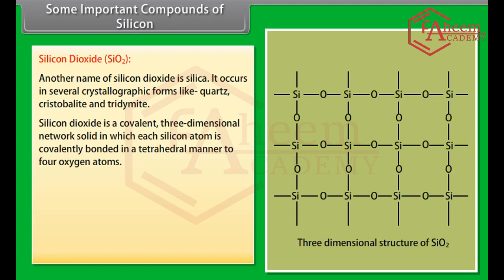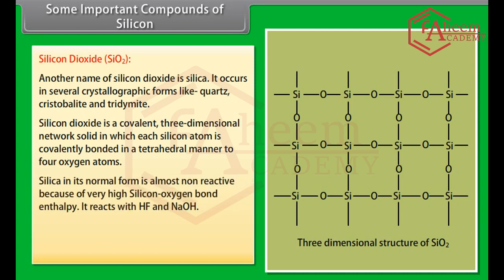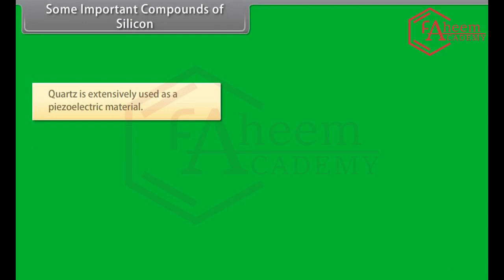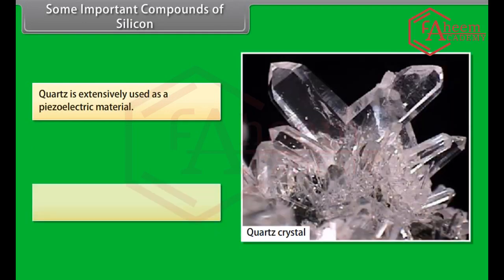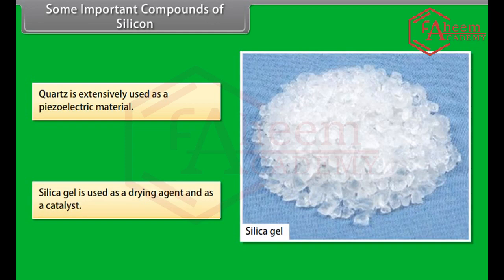to 4 oxygen atoms. Silica, in its normal form, is almost non-reactive because of very high silicon-oxygen bond enthalpy. It reacts with HF and NaOH. Quartz is extensively used as piezoelectric material. Silica gel is used as drying agent and as a catalyst.